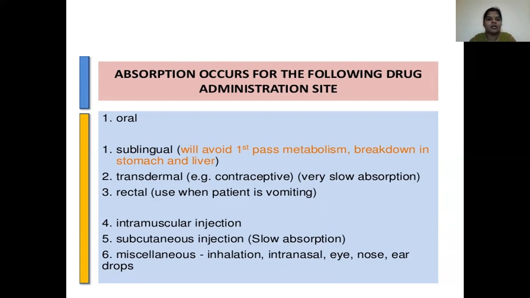And then transdermal dosage forms. Those are, for example, contraceptive patches. They may have very slow absorption, or else you may take one more example, transdermal gels or ointments. They may have very slow absorption because they have to cross so many barriers present in the upper layer of the skin.